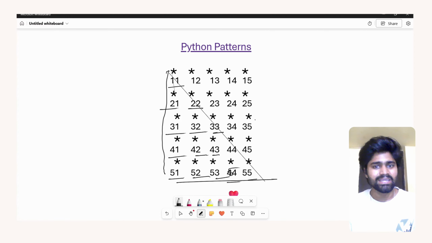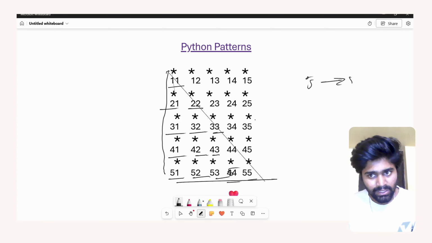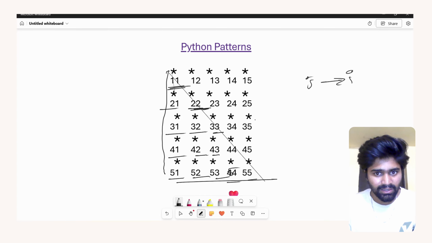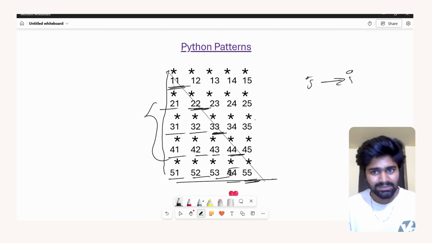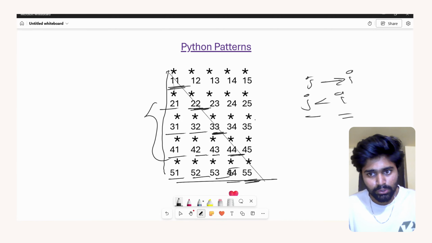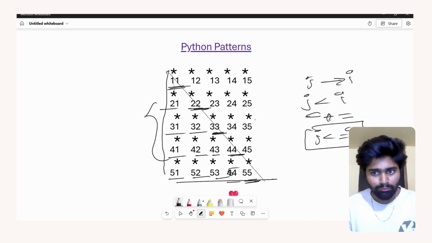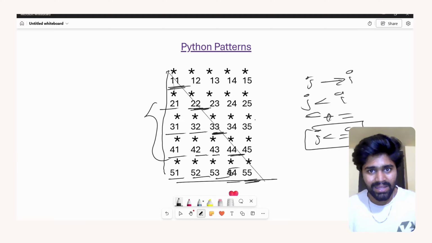If you clearly see here, the j values are going up to equal to the i. Here the i and j values are equal, and the previous stars have the j value less than the i. So we are moving from the less than to the equal to symbol. We need to combine both things to form the entire logic. When j is less than or equal to i, we need to print the star. So we will get the right angle triangle.